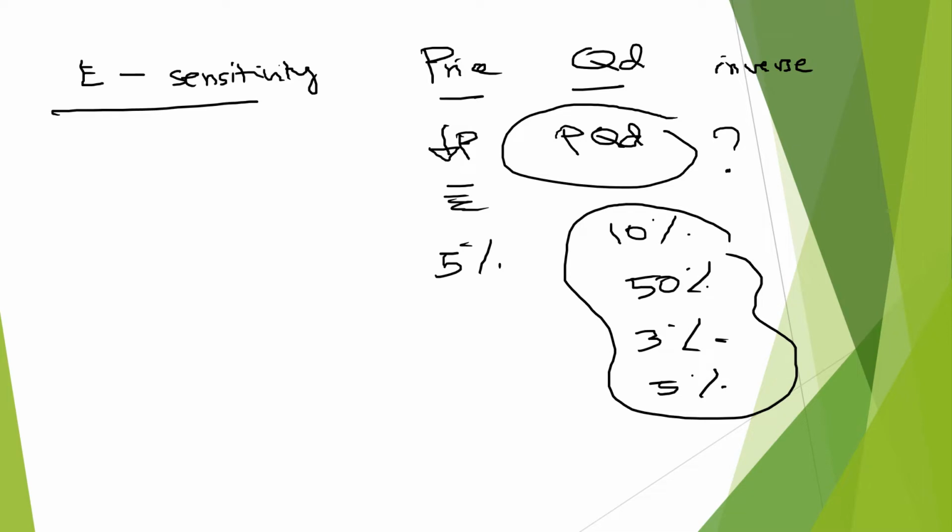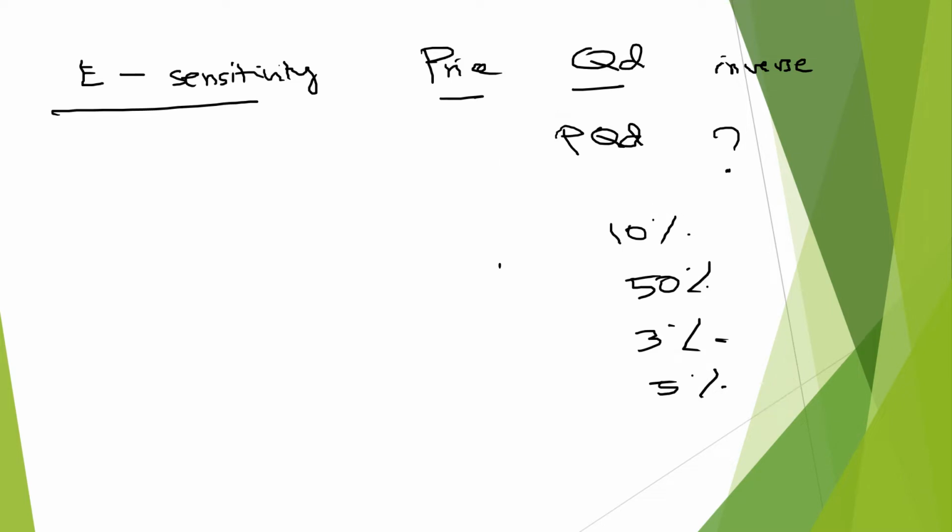There are many different types of elasticity, which I have discussed already last time. We talked about the price elasticity of demand, price elasticity of supply, cross elasticity, and the income elasticity of demand. So as I have mentioned earlier, we'll focus on the price elasticity of demand.